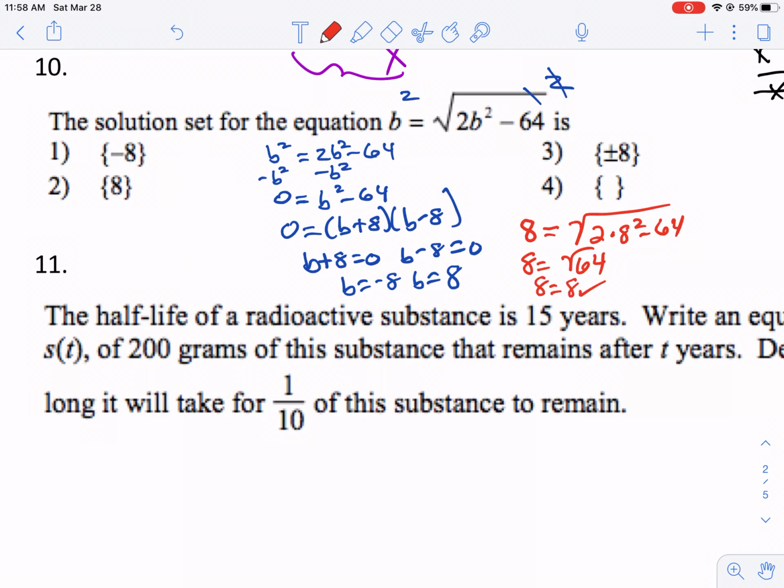That checks. Check the negative 8. Negative 8 is equal to the square root of 2 times negative 8 squared minus 64. So we get negative 8 equals, put that in your calculator, and you end up with the square root of 64. Square root of 64 is 8. The radical is already there. 8 does not equal negative 8. So it doesn't work. Only positive 8 is our answer.